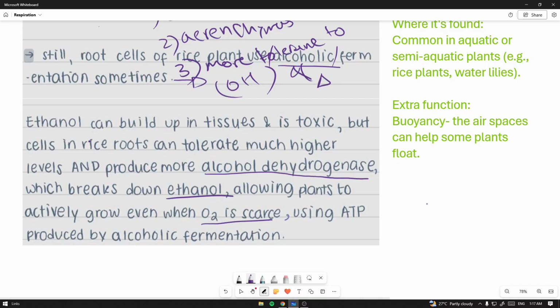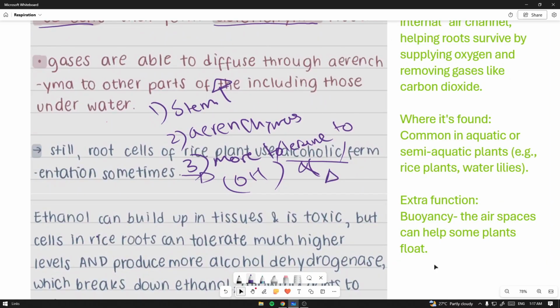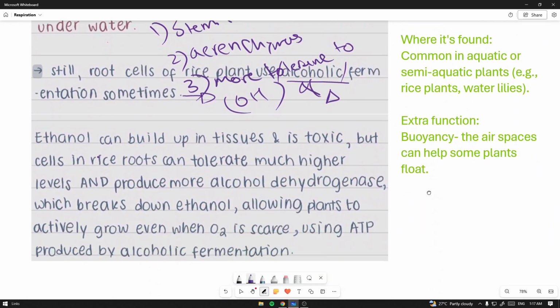Now, excuse me. Alcoholic fermentation is an anaerobic process. This produces 2 moles of ATP, right? So the plant is gonna use the ATP to grow. I mean, not just 2 moles, literally multiple cycles of anaerobic respiration are gonna take place. So this is it for the adaptations in rice plants part.